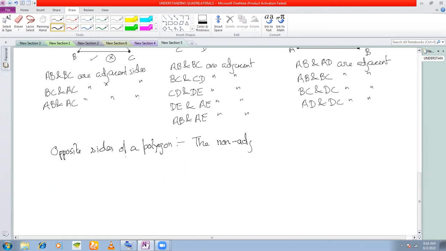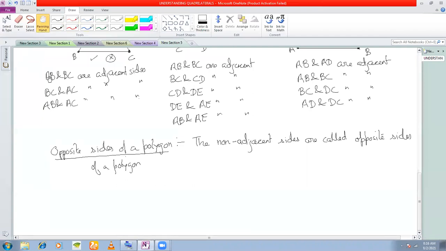The non-adjacent sides are called opposite sides of a polygon. That means very simply, if the sides are not adjacent, then they must be opposite.